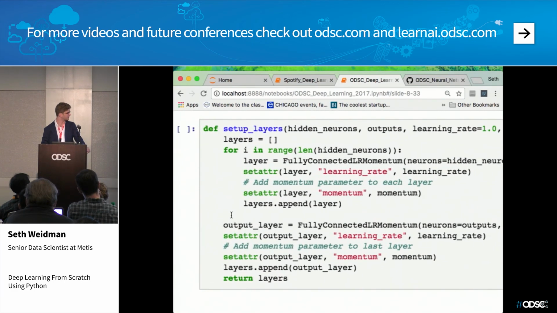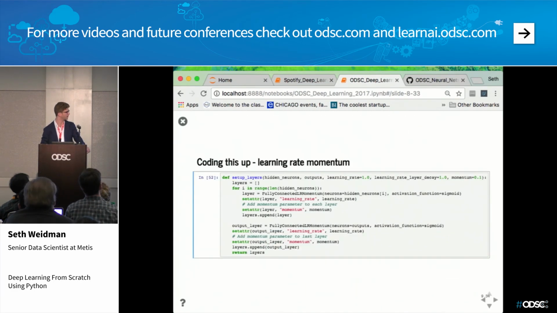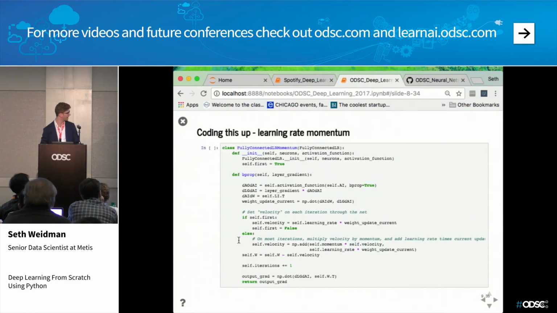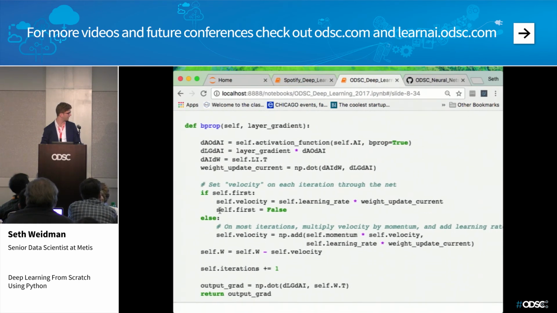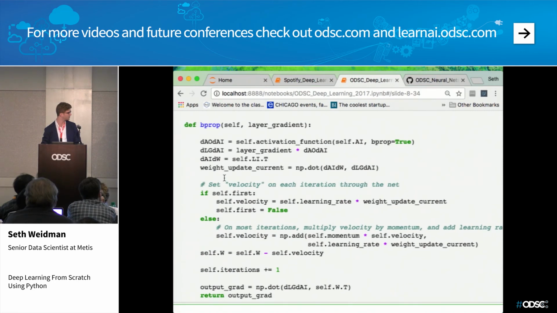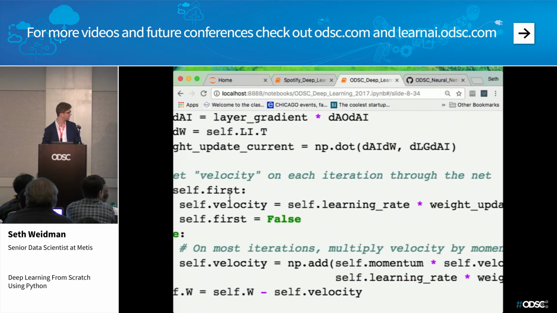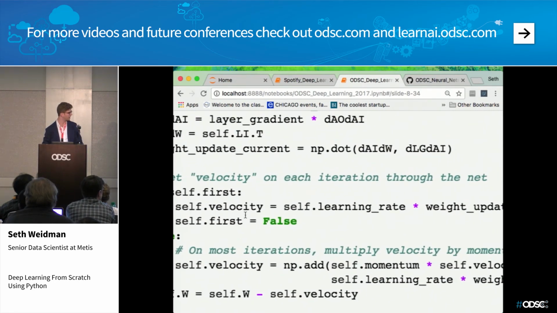Coding this up actually turns out to be way easier than you might think. First of all, we have to add a momentum parameter to each layer. That's easy. I'll skip over that. Coding this up, though, turns out to be sort of elegant. You don't have to code out this complicated equation. The way to think about it is at each time step, you sort of have a velocity. You have an amount that the weight update would be if you just did the normal weight update, where you multiply the learning rate by your partial derivative.